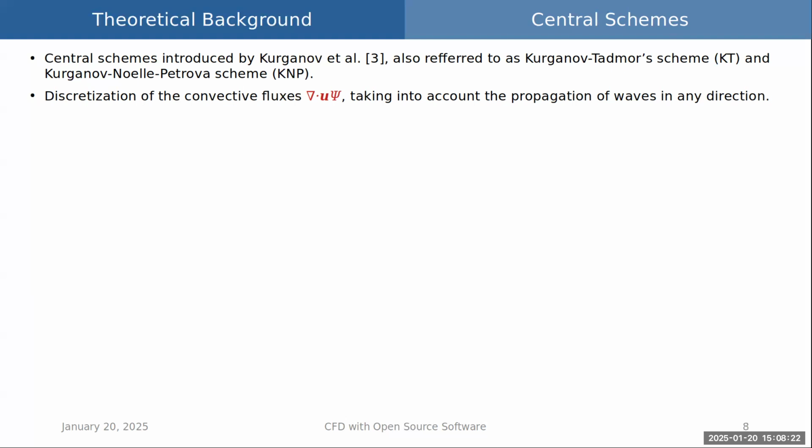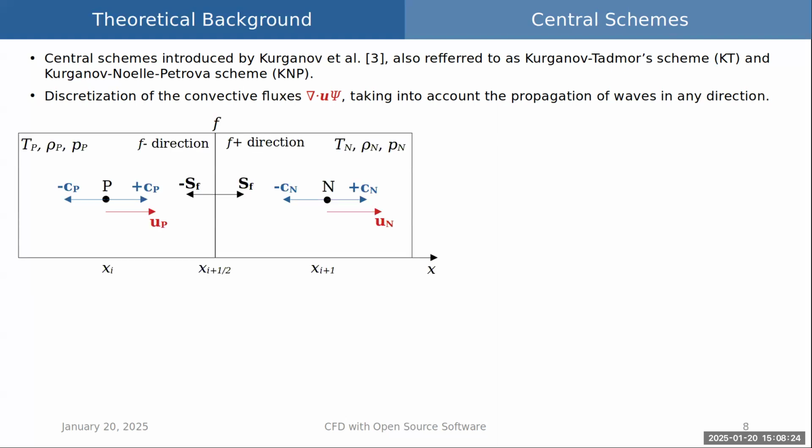shock waves and discontinuities. So here in the diagram, we have two control volumes separated by a face F, in which each state variable has its value stored at the cell centers P and N, with U representing the fluid velocity, and C the speed of sound at which waves propagate in every direction.